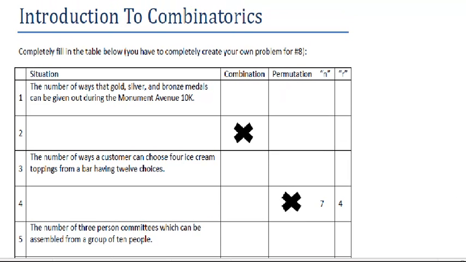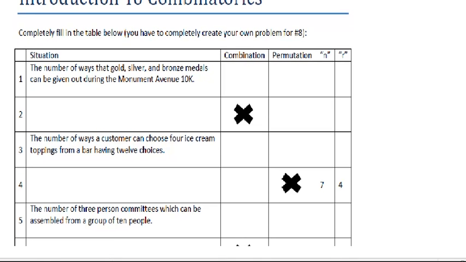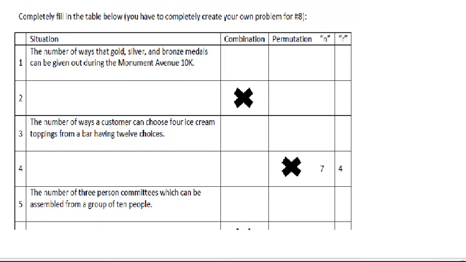Alright, so you're having trouble with Introduction to Combinatorics, the handout that I gave out recently in class. Today we're going to work through just a couple problems in order to help you wrap your head around these ideas so that you can do them a little bit more confidently while you're at home.